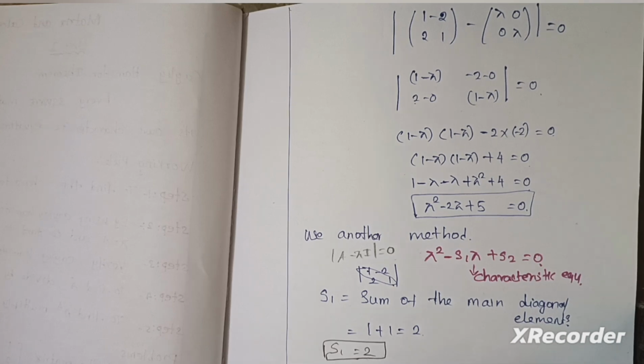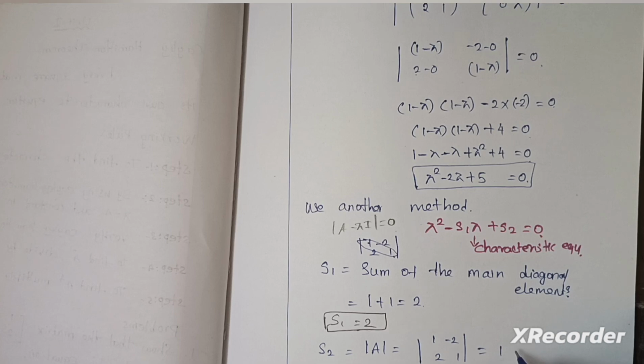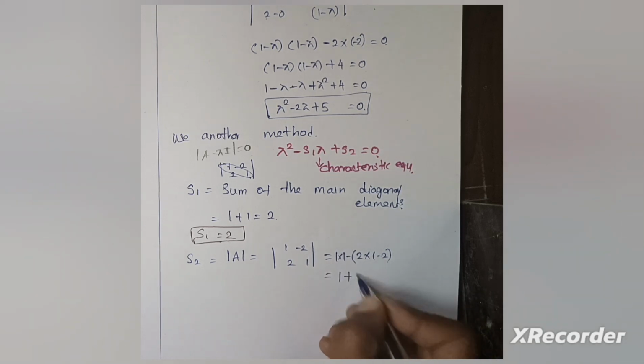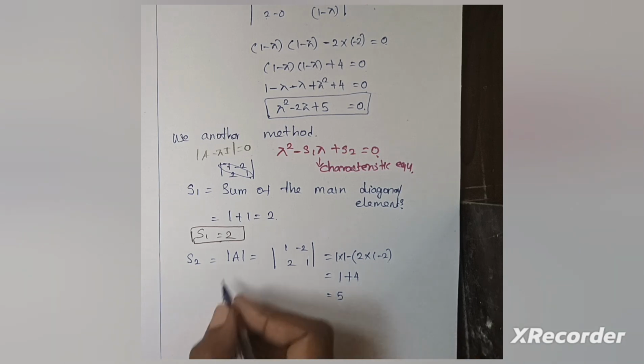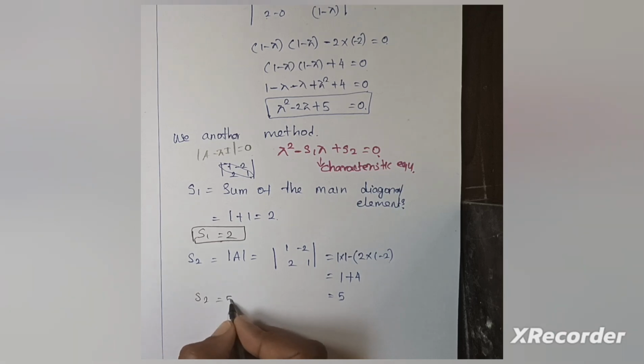What is s2? S2 is the determinant of A. A is 1 minus 2, 2 1. Taking the determinant: 1 into 1 minus 2 into minus 2 equals 1 plus 4 equals 5. So s2 is 5.